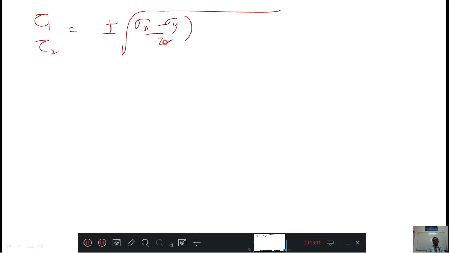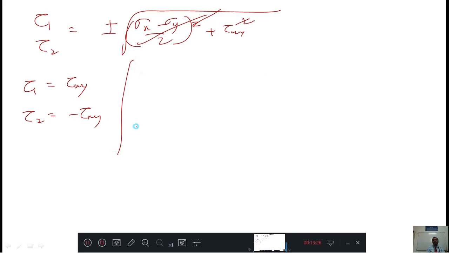Now going to the maximum shear stresses, tau 1 comma tau 2 will be equal to plus or minus square root of, for general, sigma x minus sigma y by 2 whole square plus tau xy square. Then this is gone for pure shear, the square root cancels. Therefore, tau 1 equal to tau xy and tau 2 is equal to minus tau xy.